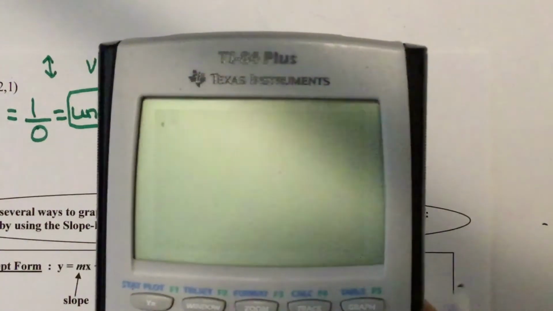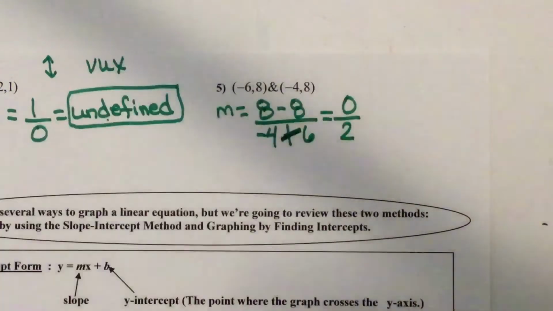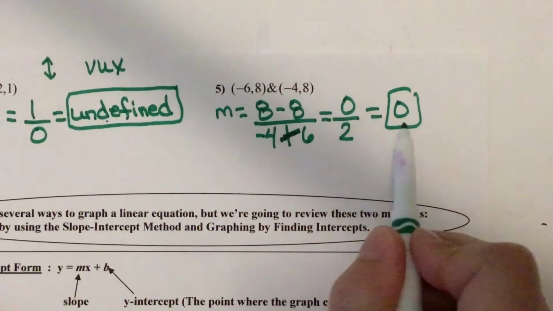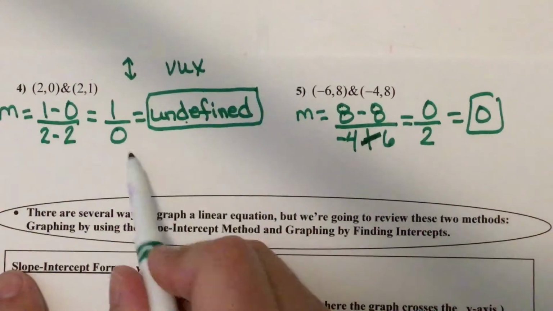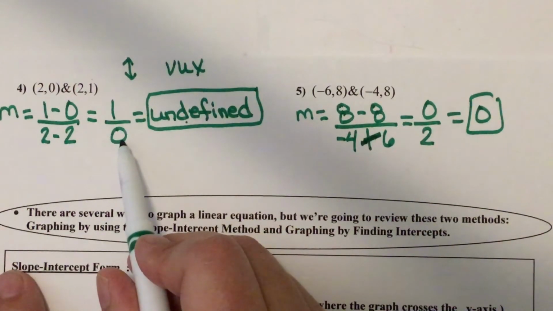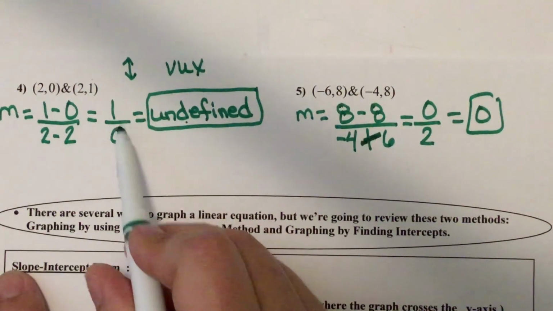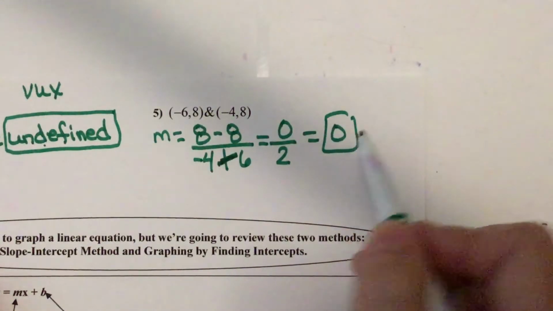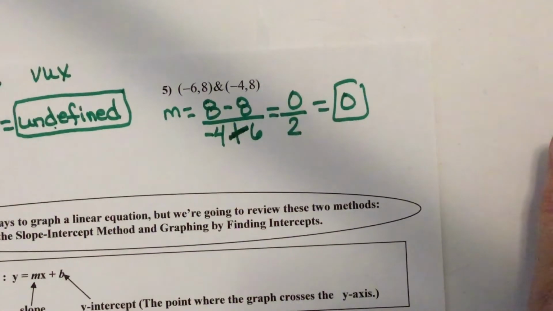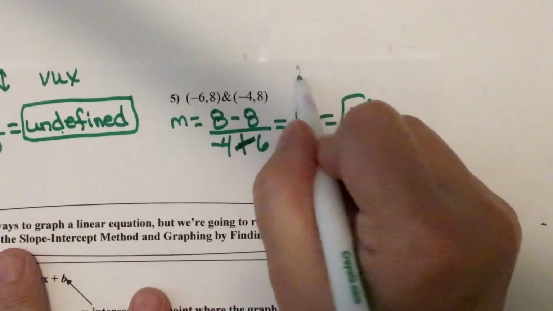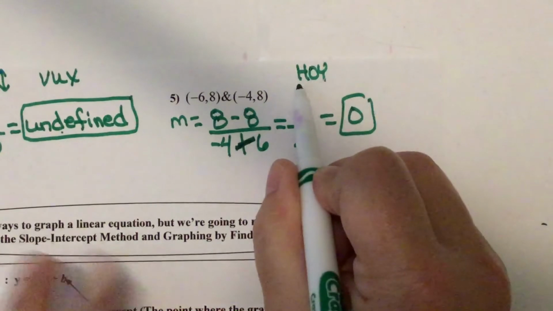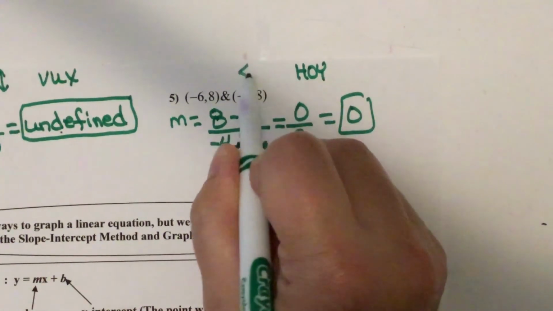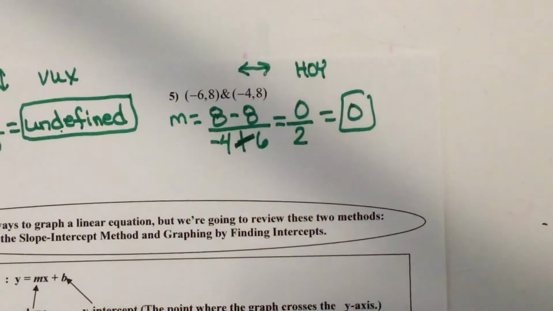Well, let's see if I can't remember. That is 0. So if the 0 is on top, it's 0. But if the 0 is under the fraction bar, it's undefined. So under, undefined. But if 0 is on top, it's 0. Well, what does that line look like if the slope is 0? Well, that is Mr. Hoy. Horizontal line, 0 slope, a y equals equation. So this would be a horizontal line, like that.